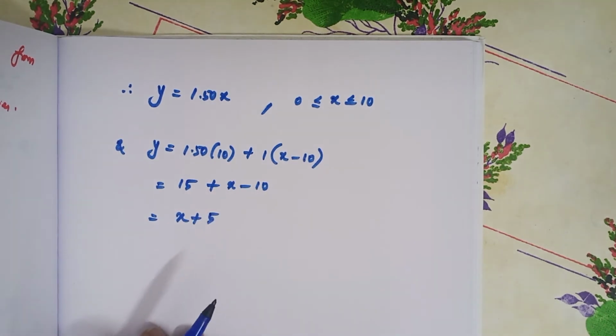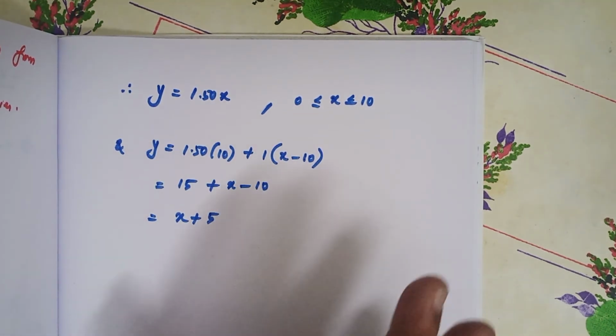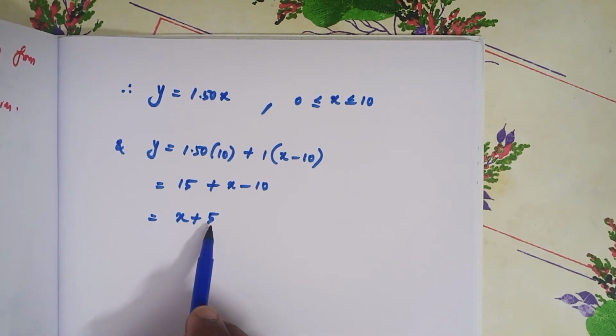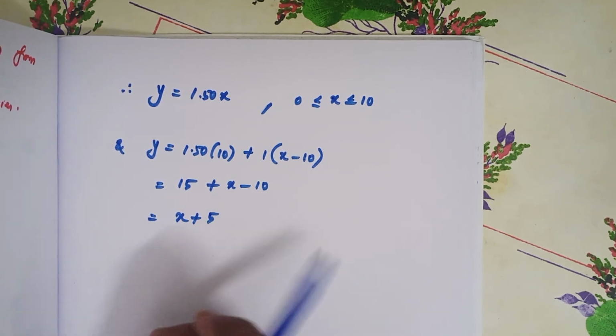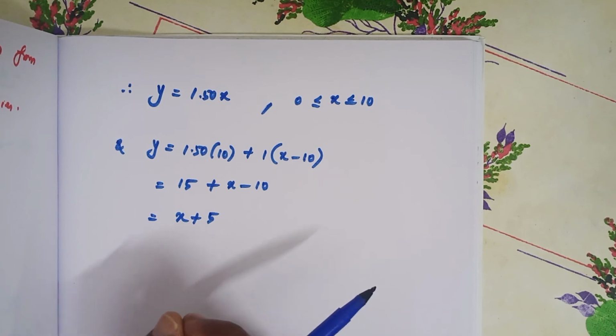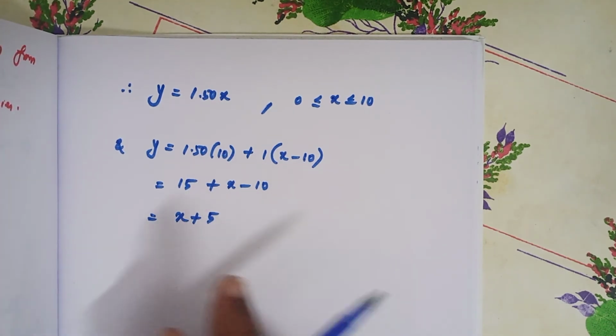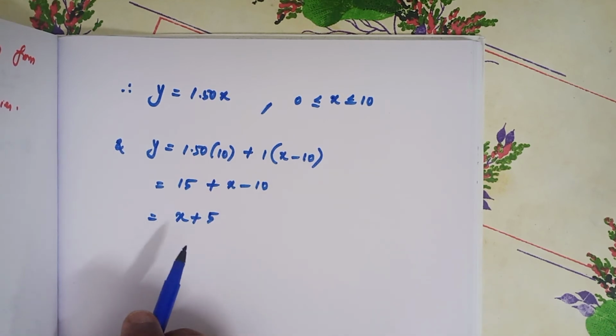Now you can easily find out. I take the same 11 copies. Substitute x equals 11. 11 plus 5, sorry, 11 plus 5 is equal to 16 rupees. Correct, no? First 10 copies cost 15 rupees. For 11th copy alone 1 rupee. 15 plus 1, 16. Okay.